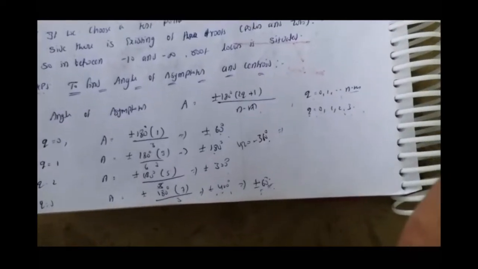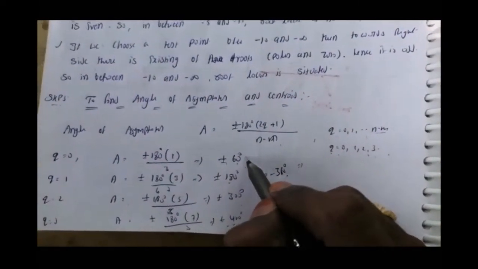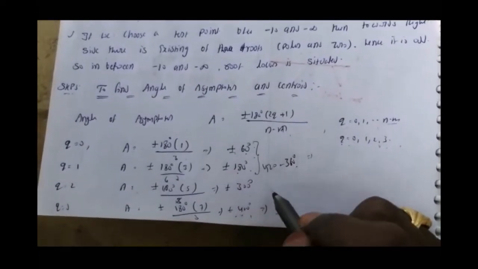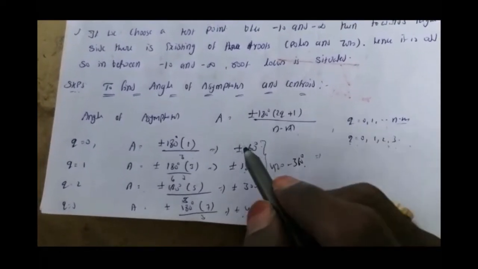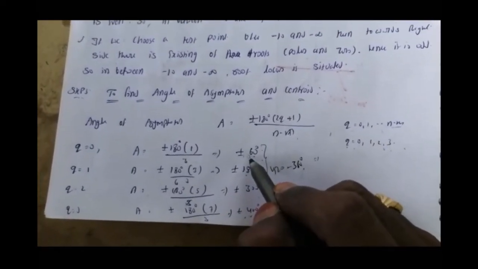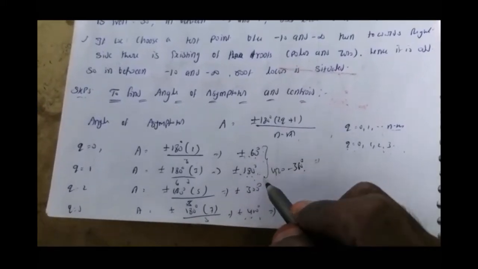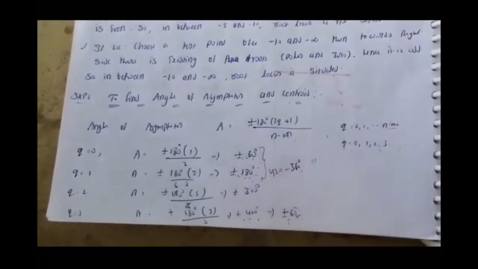So out of 8 angles we require only the first 4, that is plus or minus 60 degrees and plus or minus 180 degrees. So there is no need to consider the other angles. So we have to consider only plus or minus 60 degrees and plus or minus 180 degrees. So these 4 angles we have to use as the angle of asymptotes. Next we will see the centroid.